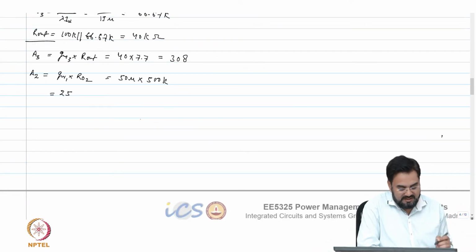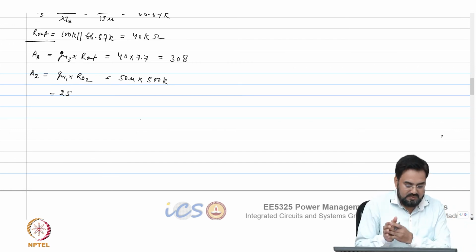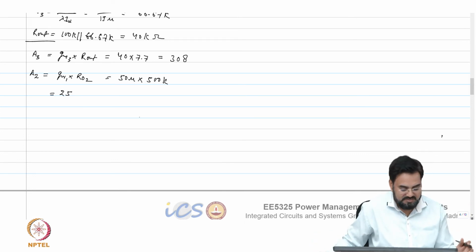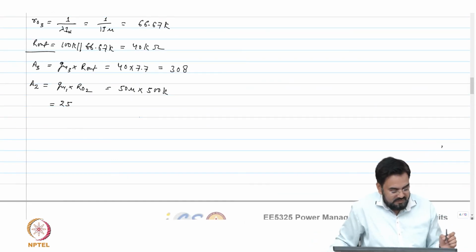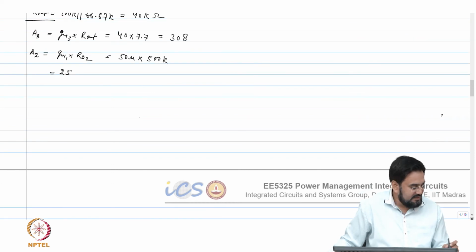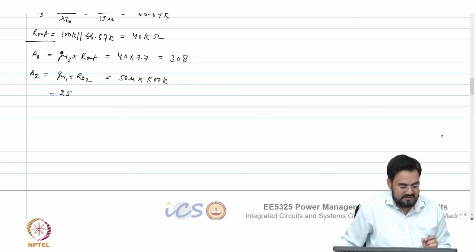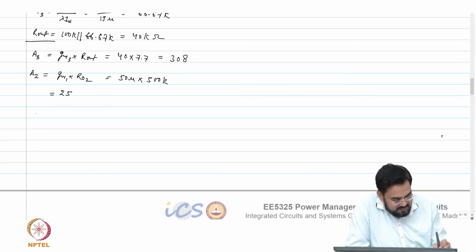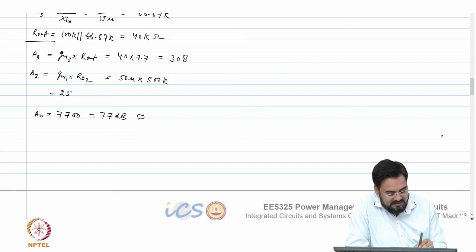Okay, but it does not matter. Whatever the gain, you have to start from there, and based on where the pole is occurring, you calculate the UGF. So now I'll roughly assume 80 dB gain, so that it will simplify the calculation. Your A naught is 7700, which is 77 dB. I will approximate it to 80 dB.